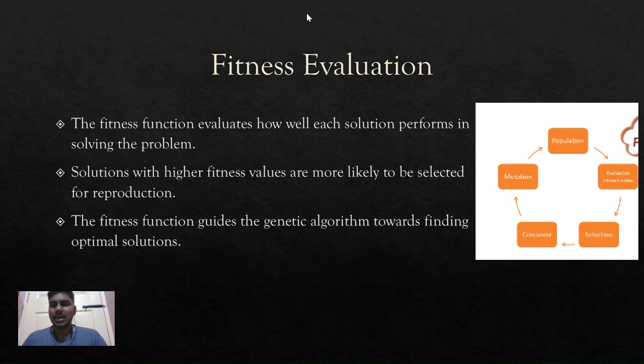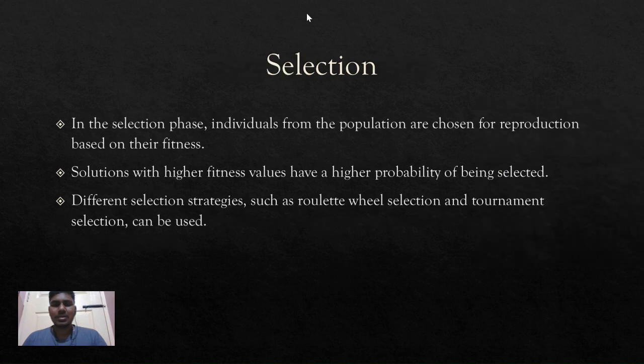Next, we have the selection, crossover, mutation. Here we have the selection. In this selection phase, individuals from a population are chosen for reproduction based on their fitness. Solutions with higher fitness values have a higher probability of being selected. Different selection strategies such as roulette wheel selection and tournament selection are used in the selection process.